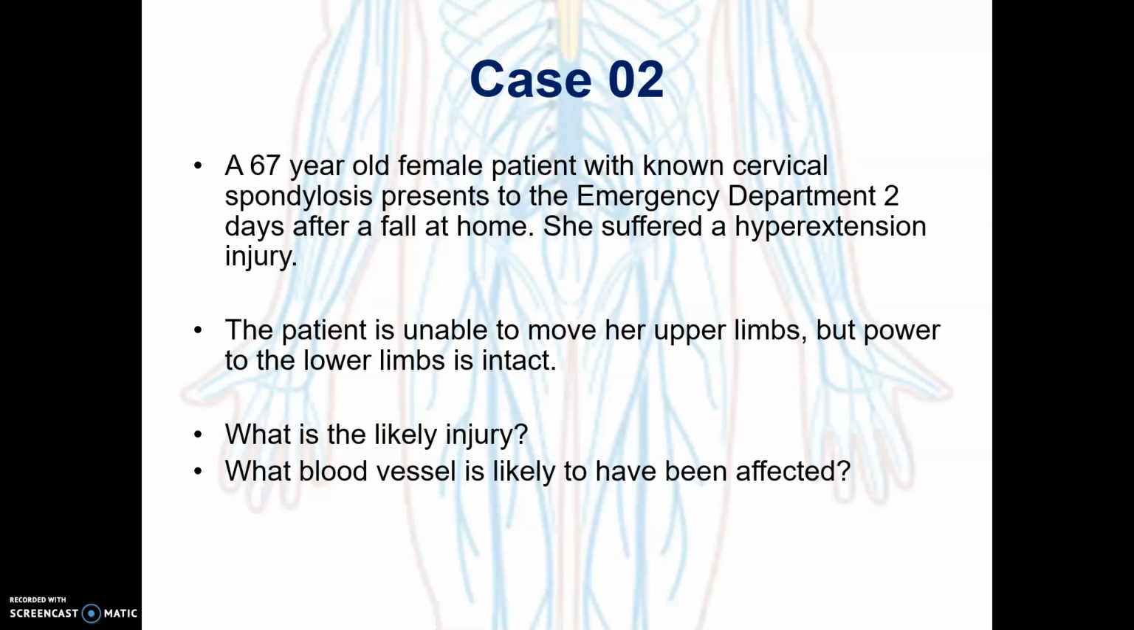The second case is a 67-year-old female patient with known cervical spondylosis who presents 2 days after a fall at home. She has suffered a hyperextension injury. The patient is unable to move her upper limbs, but power to the lower limbs is intact. Think about what is a likely injury, and if there is a blood vessel involvement, what blood vessel might be affected.